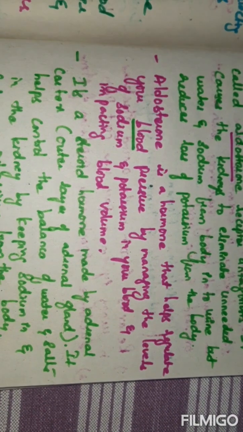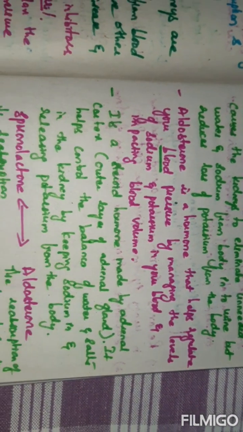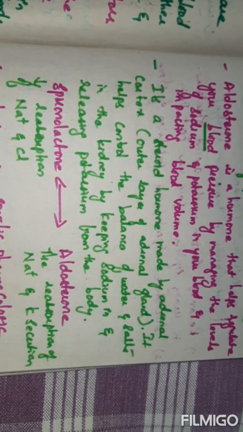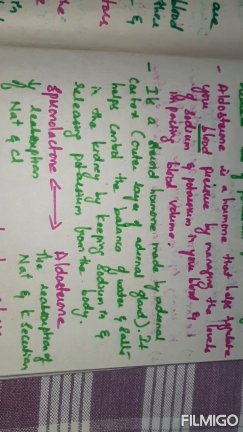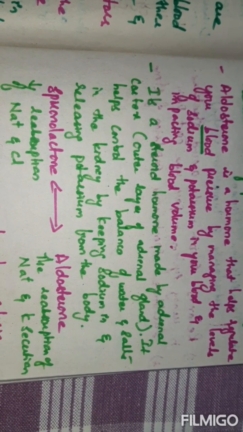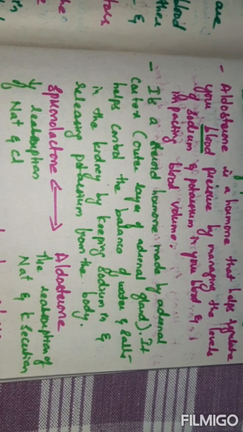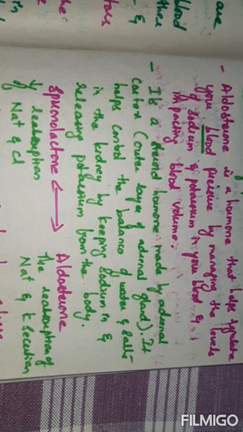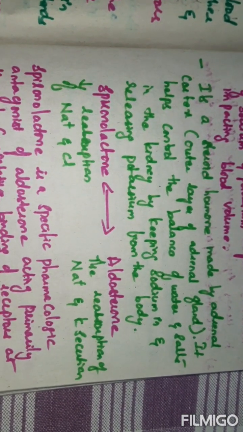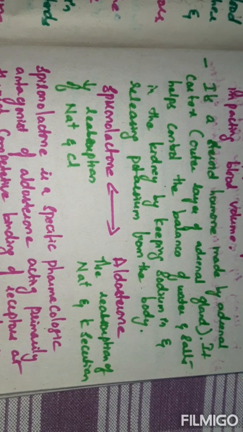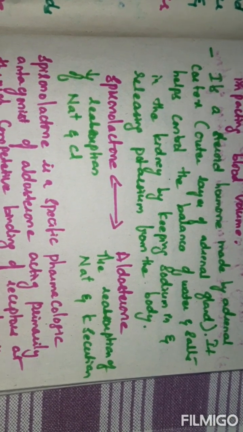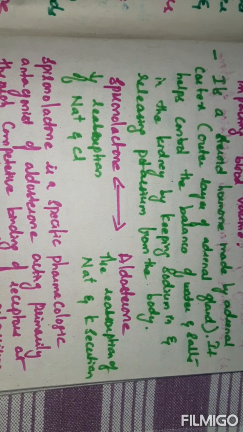Overall, spironolactone and aldosterone are quite opposite in action. Aldosterone is a steroid hormone made by the adrenal cortex. It helps control the balance of water and salts in the kidney by keeping sodium in and releasing potassium out from the body. Overall, spironolactone decreases the reabsorption of sodium and chloride, and aldosterone increases the reabsorption of sodium and potassium secretion in balancing the blood volume.